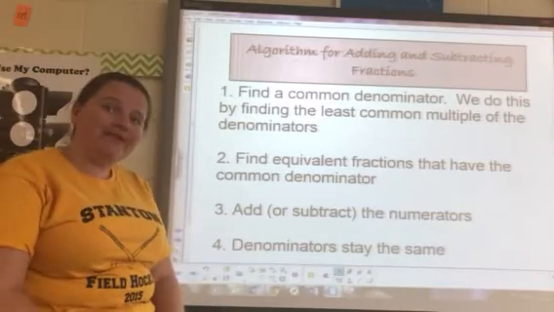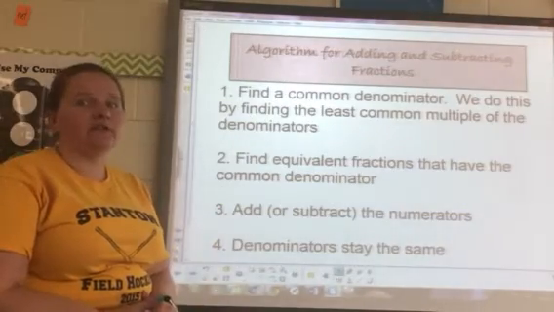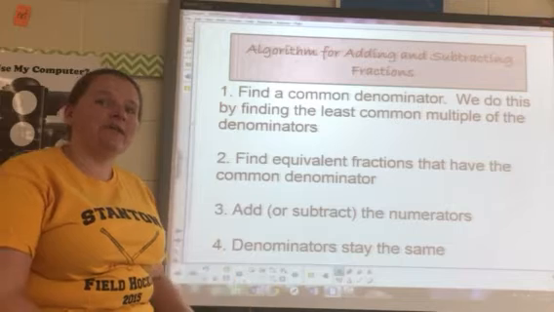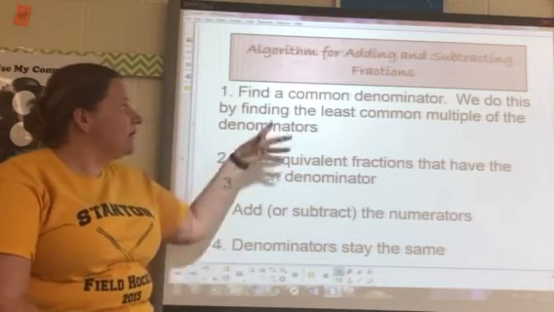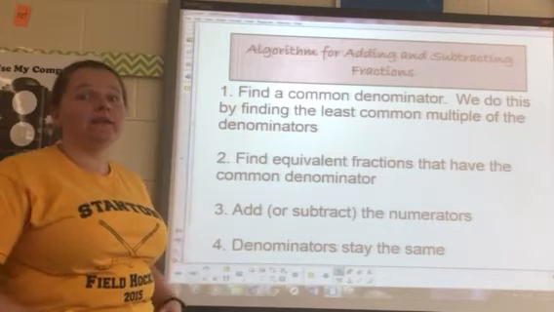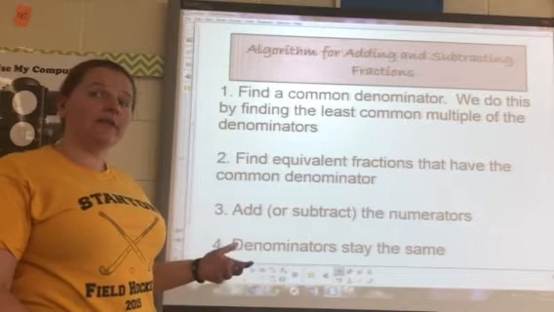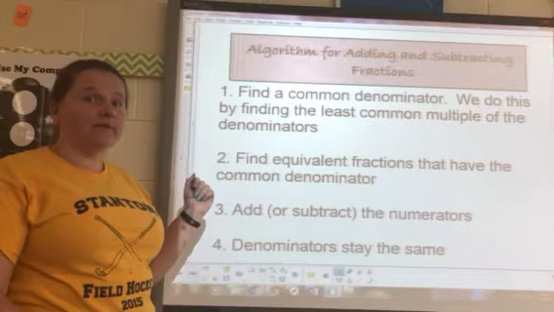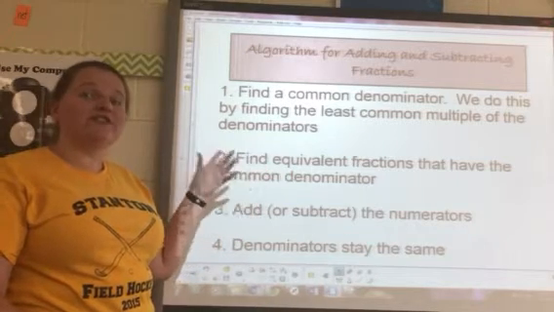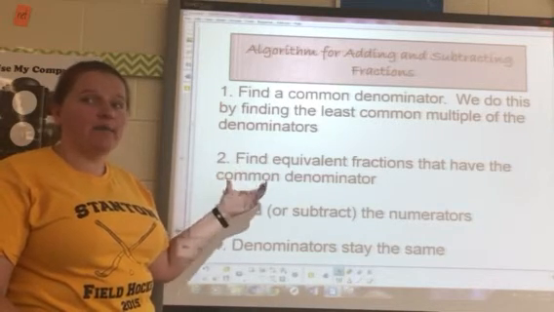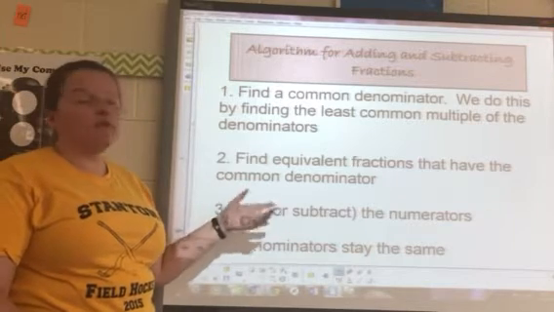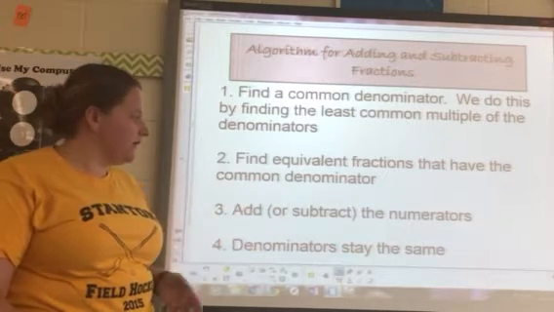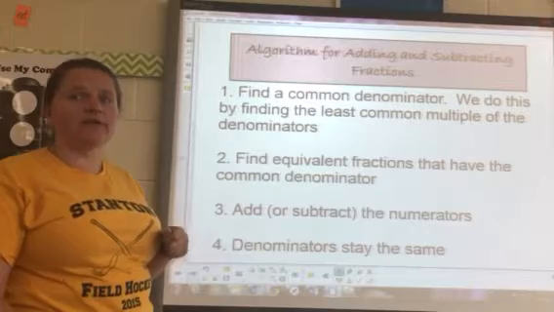So our first algorithm is our algorithm for adding and subtracting fractions. We use the same basic steps if we're adding or subtracting. The first step is we need to find a common denominator. We find our common denominator by finding the least common multiple of those denominators. Then we turn those fractions into equivalent fractions that have that common denominator. We add or subtract, depending on the operation, the numerators, and the denominators stay the same.